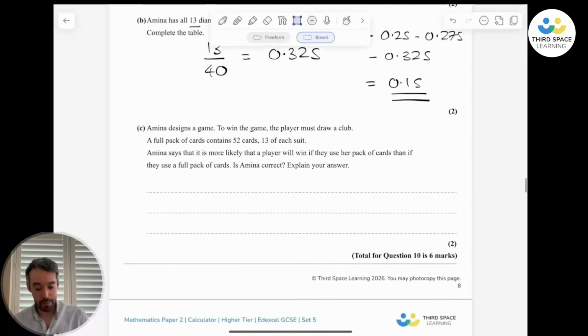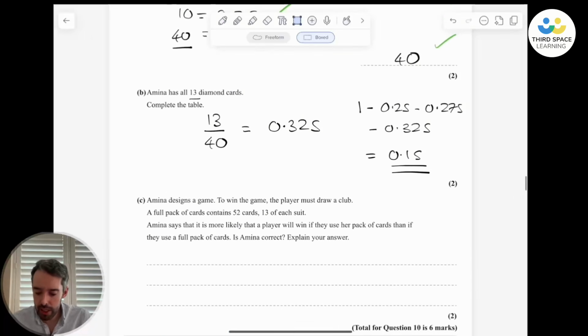Part C. Amina designs a game. To win this game, you must draw a club. So a full pack of cards contains 52 cards with 13 of each suit.